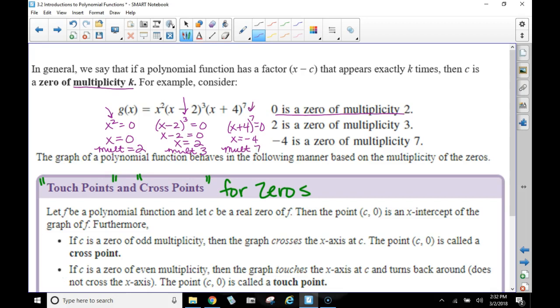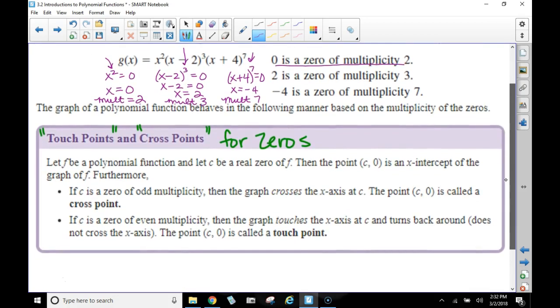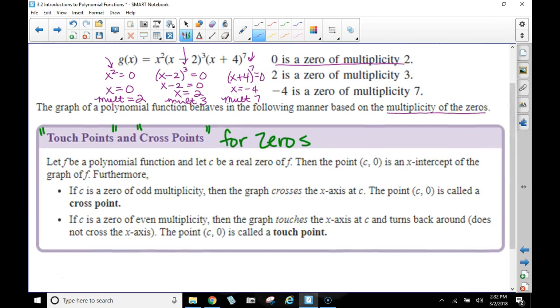So the graph of a polynomial function behaves in the following manner based on the multiplicity of the zeros. In the purple box, let f be a polynomial function and let c be a real zero of the function. Then the point (c, 0) is an x-intercept of the graph of f. And it says if c is a zero of odd multiplicity, then the graph is going to cross over the x-axis, and that's called a cross point.